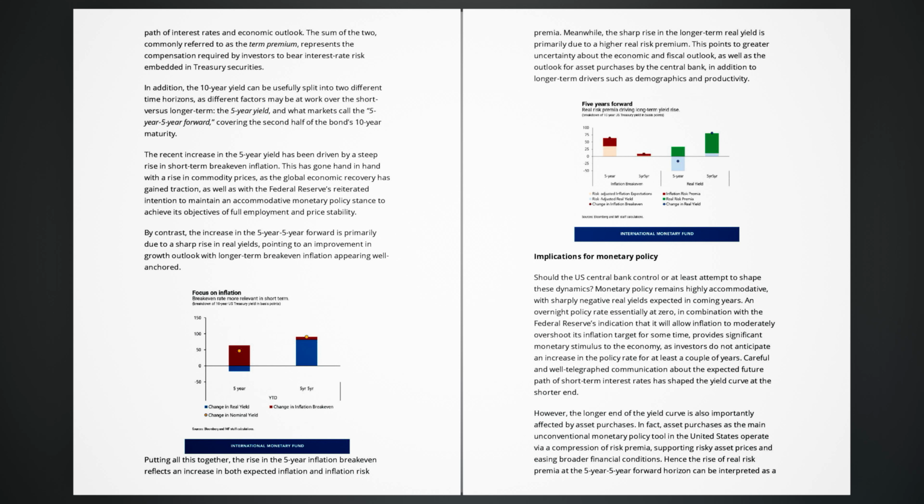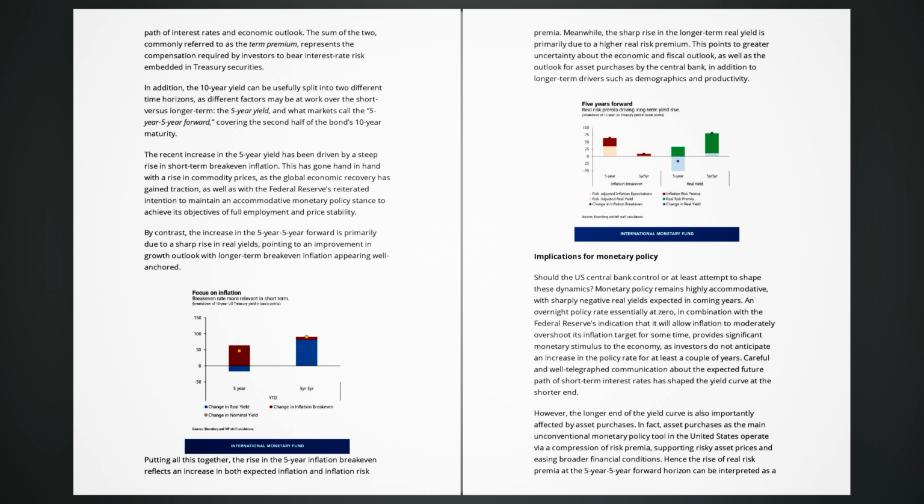The recent increase in the 5-year yield has been driven by a steep rise in short-term break-even inflation. This has gone hand in hand with a rise in commodity prices, as the global economic recovery has gained traction, as well as with the Federal Reserve's reiterated intention to maintain an accommodative monetary policy stance to achieve its objectives of full employment and price stability. By contrast, the increase in the 5-year forward is primarily due to a sharp rise in real yields, pointing to an improvement in growth outlook with longer-term break-even inflation appearing well anchored.